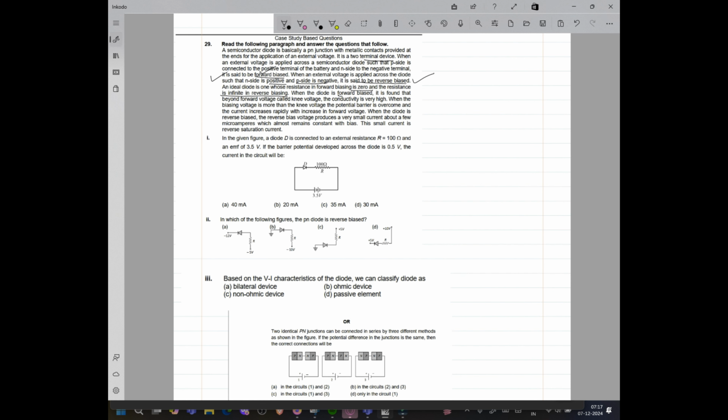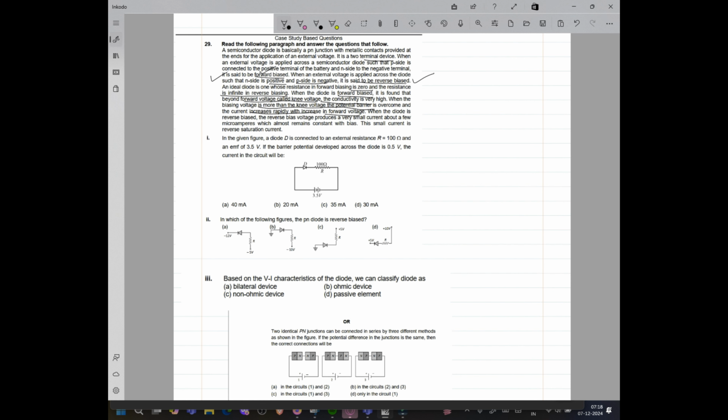When the diode is forward biased, it is found that beyond the forward voltage called the knee voltage, the conductivity is very high. Absolutely, there is a sudden increase in the current, even though the amount of voltage you have increased is very small. When the biasing voltage is more than the knee voltage, the potential barrier is overcome and the current increases rapidly with increase in forward voltage.